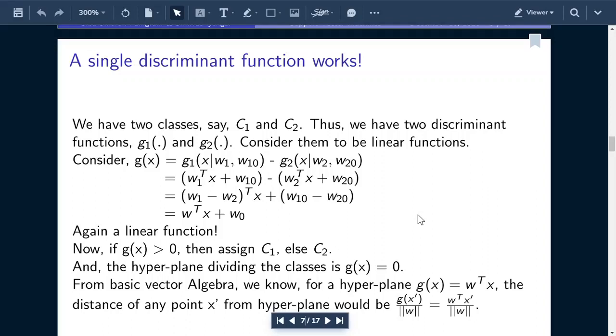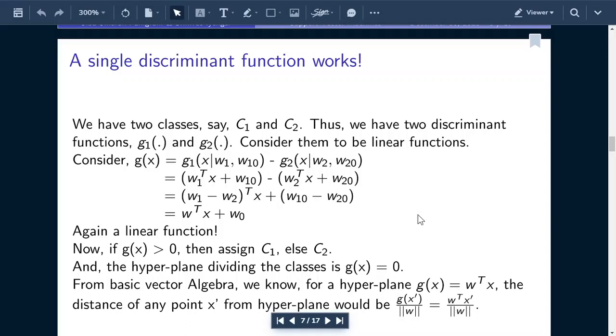Now let us see if this function can help us to discriminate or not. What you should do, you should find g1 and g2. If g1 is greater than g2, then you would assign class 1. Now if g1 is greater than g2, then what is g? g is also greater than 0. Simple, g of x is g1 of x minus g2 of x. So if g1 is greater than g2, then g of x is greater than 0, then we are going to assign c1. Cool, straightforward. Now if g of x is less than 0, then g2 is greater than g1, so we should assign c2.